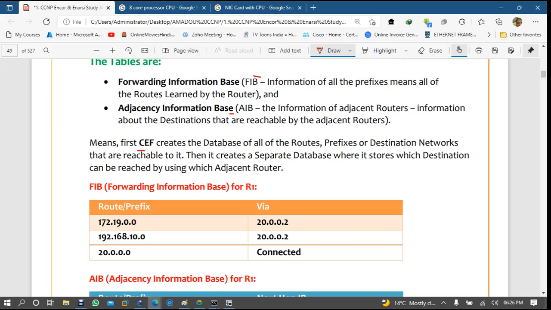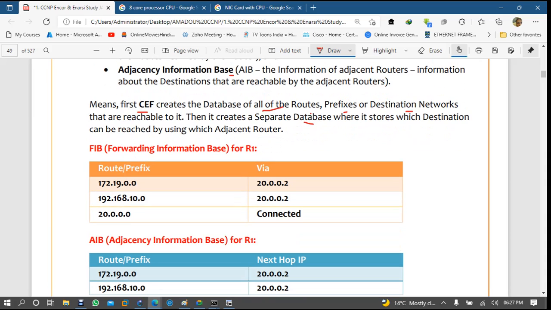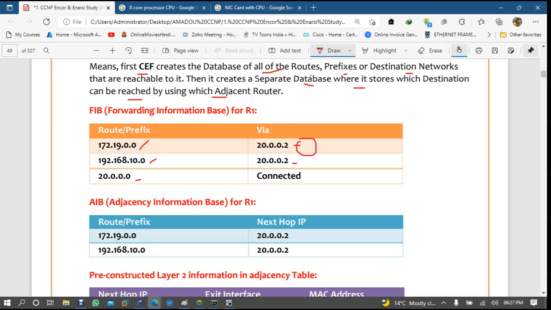Now first CEF creates the database for all the route prefixes, or destination networks, which is the same thing, that are reachable. Then it creates a separate database where it stores which destination can be reached by which adjacent router. Adjacent router means neighbor router. So see here, prefix, I can reach here, I can reach here, and this is connected. I can reach via this next hop router, which means my router 2. This is the router 2 IP address. This is the forwarding information base. In the adjacency, I can reach this network, and this is my neighbor IP.